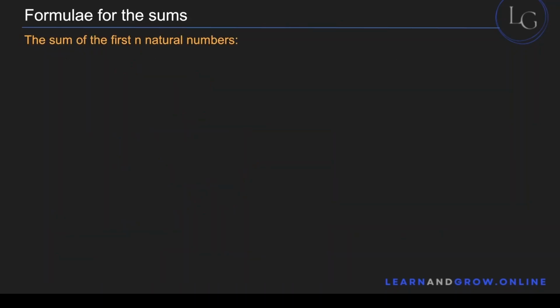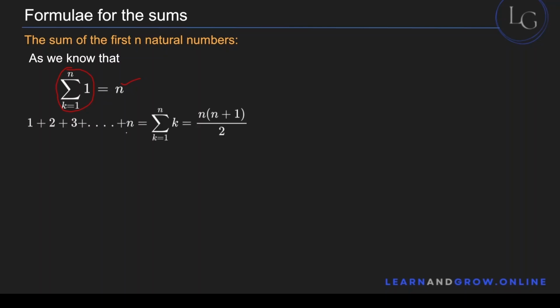So formula for the sums. As we know that this particular example here, in this particular case, k goes from 1 till n, and that is equal to n. Why? Because it's just 1 being added up n times, from 1 time till n times, and obviously that just gives you n. And see this example here, this is the one we did previously, and this is the sum of odd numbers, this is the sum of natural numbers starting from 1 till n, and that can be represented by this particular notation.